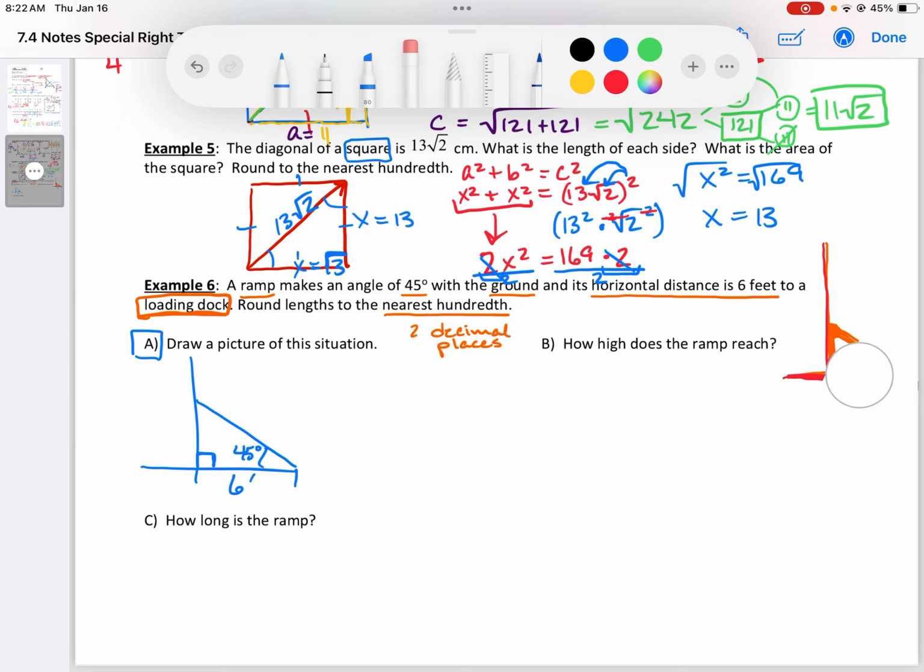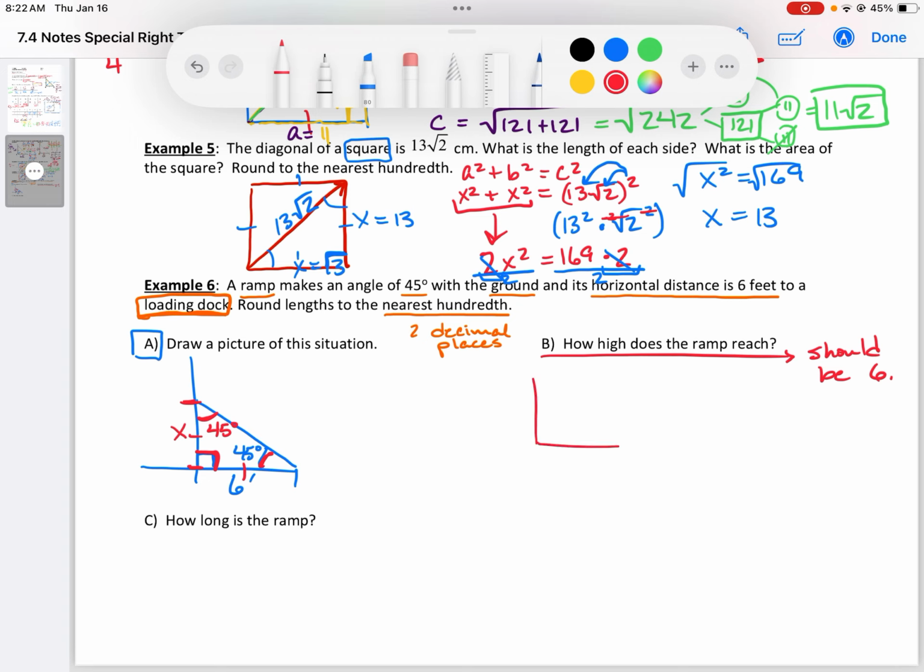There's our situation. The loading dock and the building, the 45 degrees, the 6 feet from the building. How high does the ramp reach? So what we're looking for is this distance here. How high does it reach? Now we do have some clues that if this is 45 and this is 90, then this has to be 45. And if these are a 45, 45, 90 triangle, then these sides have to be the same. So our answer should be 6. Let's confirm though.